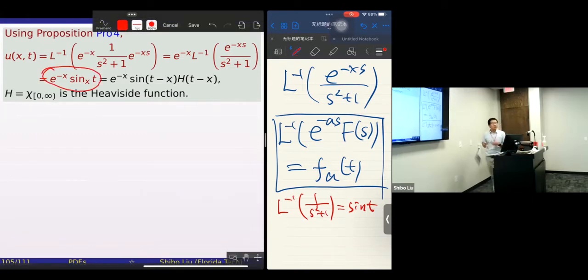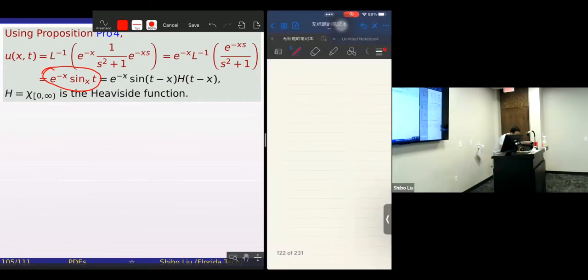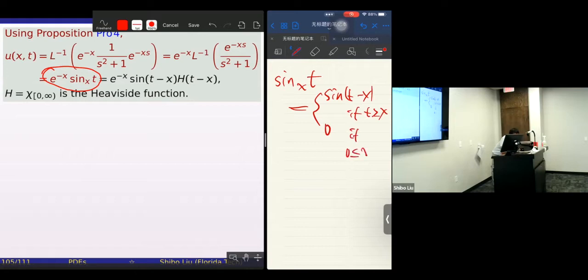Up to here we already find the solution. But because this solution involves the notation sine x, which is not commonly known, we can express it using the Heaviside function. That is, sine xt, by our definition, is sine t minus x if t is not less than x, and it is 0 if 0 is less than t less than x. Okay, that is the definition of our sine xt.